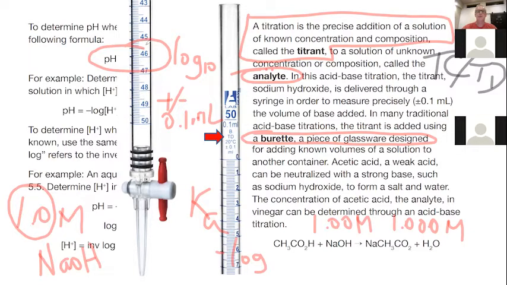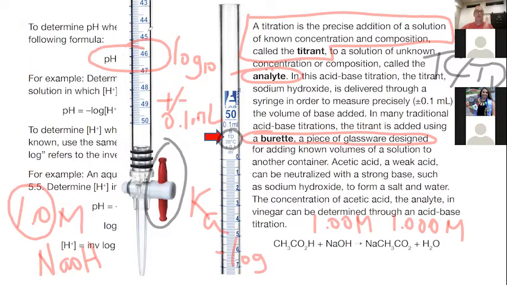TC stood for to contain. Do you remember what TD stands for? To deliver, right? To deliver, exactly. So notice that the burette only has TD on it. It is designed specifically to deliver a precise amount of liquid. And how it does it is we turn this stopcock here, made of silicone. You turn it and you can actually add like less than a drop at a time. You can add like a quarter drop or a half drop, like really, really small volumes.